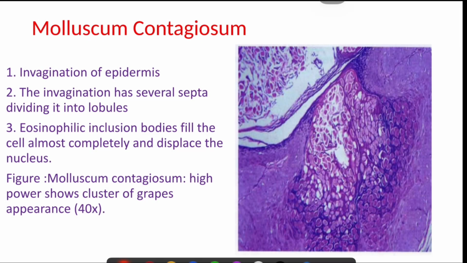Some infectious conditions like molluscum contagiosum, where there is an invagination of the epidermis and several septa, dividing it into lobules, right? So these are the lobules. These are pink eosinophilic inclusion bodies which fill the cells almost completely and replace the nuclei, and this is molluscum contagiosum.